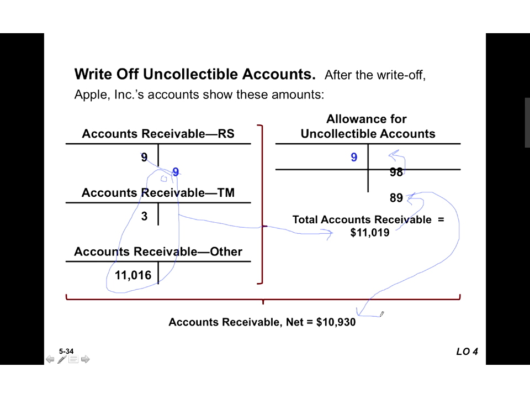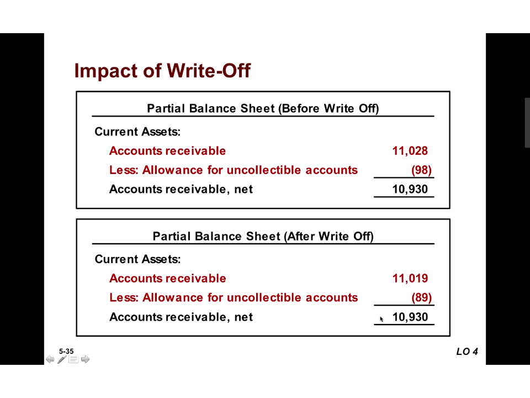Okay, so what we see on the balance sheet, and again, you don't have to write this down, is the balance sheet before the write-off, the net accounts receivable is 10,930. After write-off, it's still 10,930. We're just shifting, we're taking it out of allowance and out of accounts receivable at the same time. Okay, we're going to do one question, and then we are going to do a homework problem.